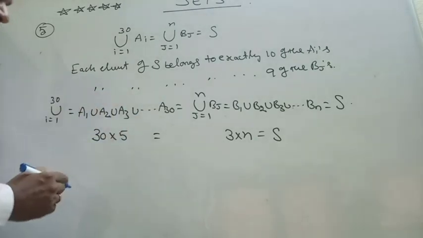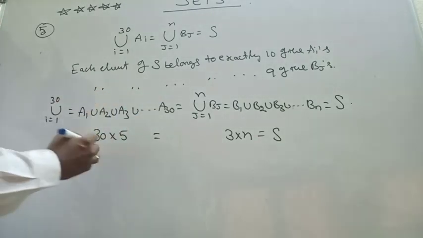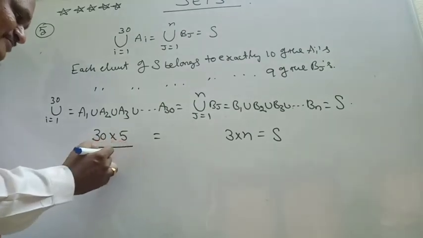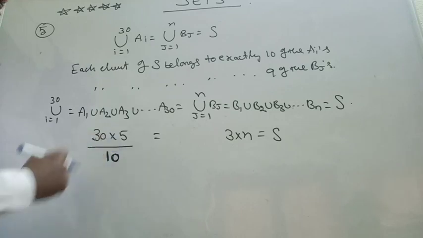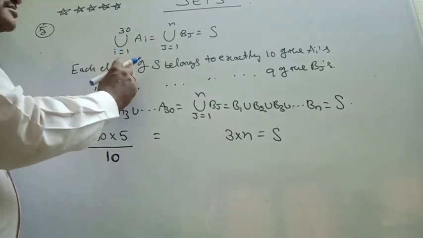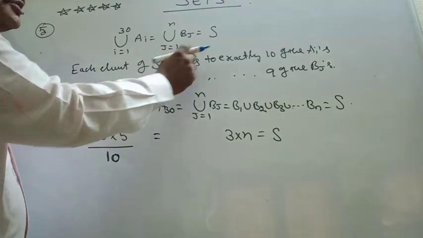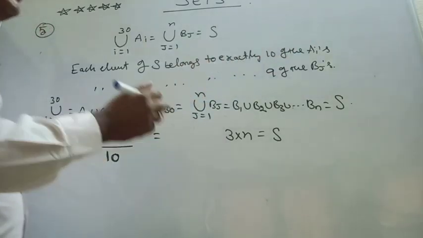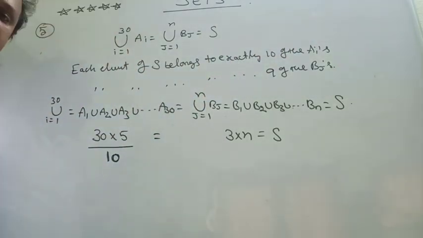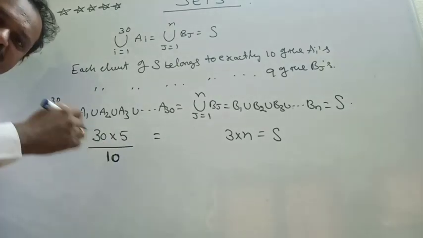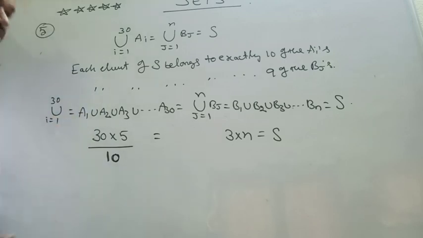In 10 sets the elements are repeated. The elements are repeated means they will be taken only once. That's why we are dividing by 10, because each of the elements of S belongs to exactly 10 of the Ais, that is A1, A2, A3, A4 up to A10, those elements are repeated. Repeated means we have to divide by 10 because we have to take only once.